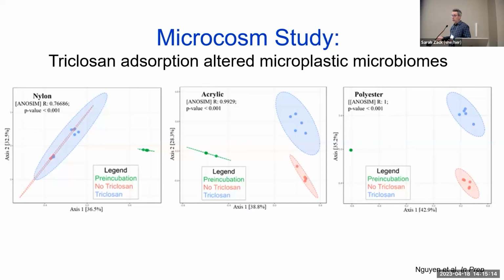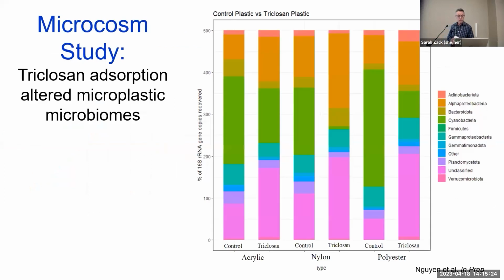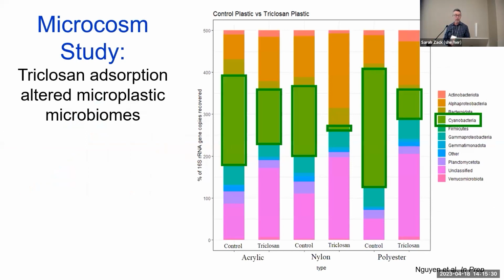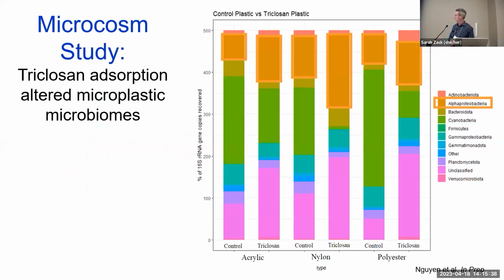So it's a simple experiment that we did. It wasn't very long, but it does show the potential for a pharmaceutical to adsorb to the plastic and then affect the microbes that are colonizing the plastic. And we also can demonstrate some significant changes in the composition of these communities. Just really quick, some things that we saw were significantly lower concentrations of cyanobacteria on the triclosan amended samples and higher relative abundances of Alphaproteobacteria.